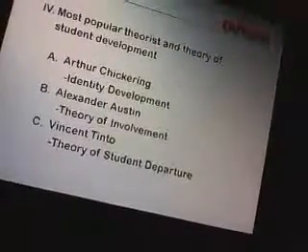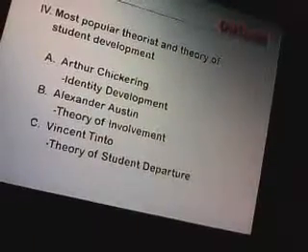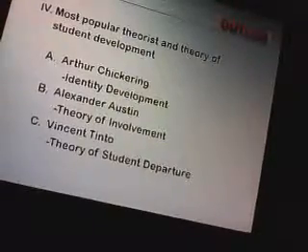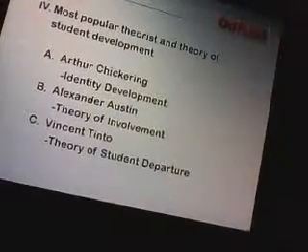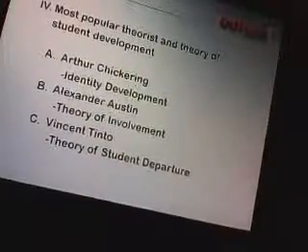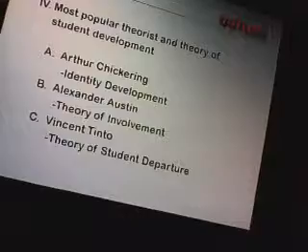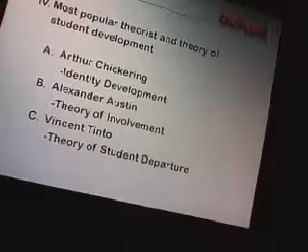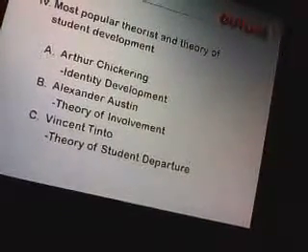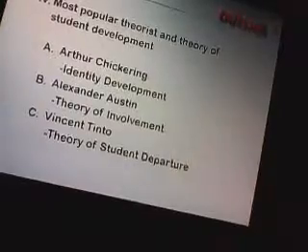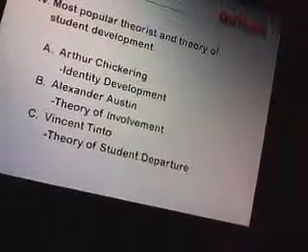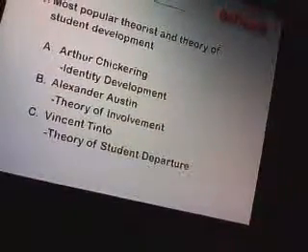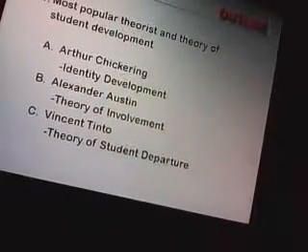My section 4, I'm looking at the 3 most popular theorists in the theory of student development. These 3 theorists are the ones that are usually most quoted in any of the research articles that I've been reading. Arthur Chickering and his identity development, which has 7 vectors. The importance of his theory is students go through the 7 vectors or stages throughout their educational experience.